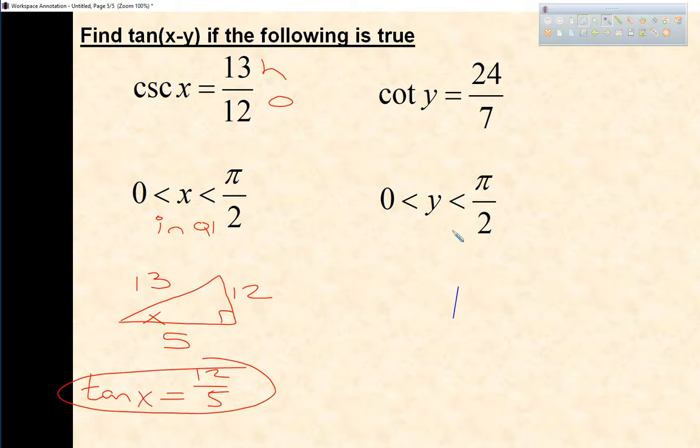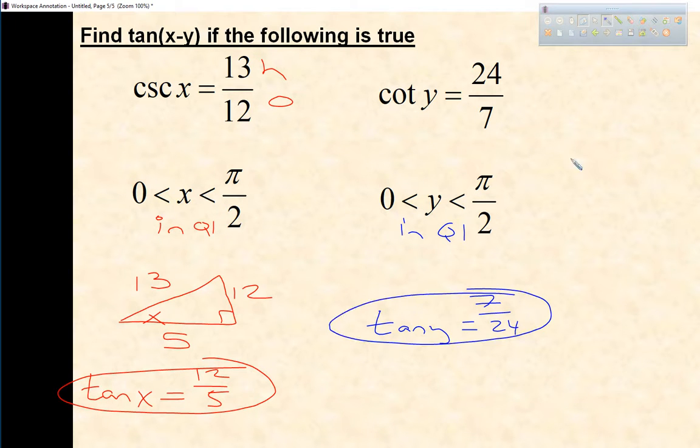The second one, though, what's great about this, guys, if you notice, it tells you that cotangent is 24 over 7. It does say it's in quadrant 1, but what's important here is that cotangent is 24 over 7. Well, if cotangent is 24 over 7, that means tangent has to be 7 over 24. And so I've got that. And so now we can just use my formula.